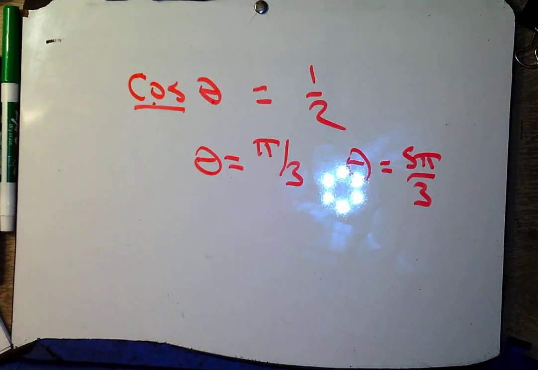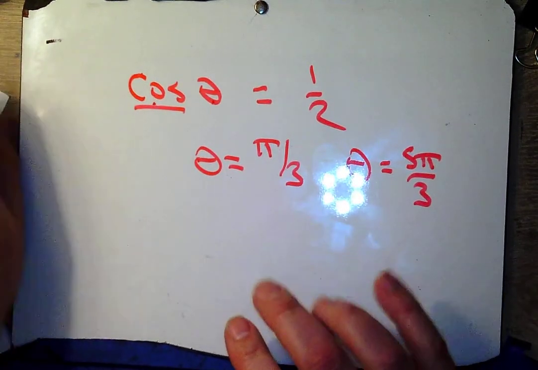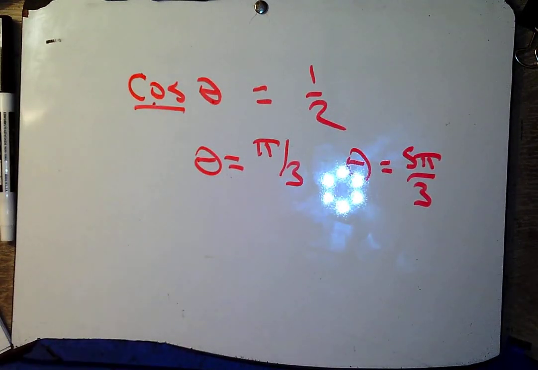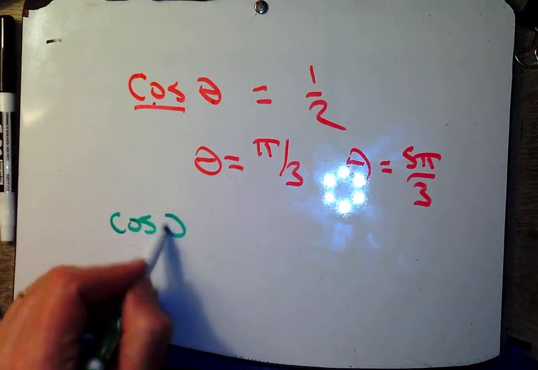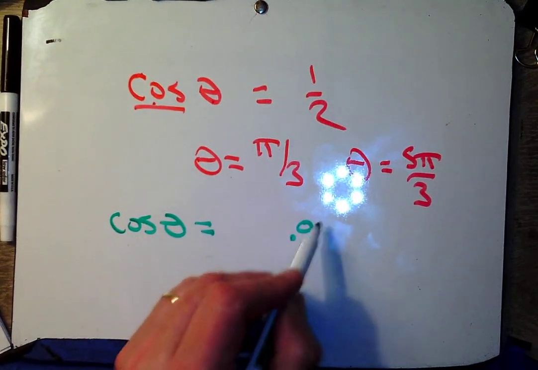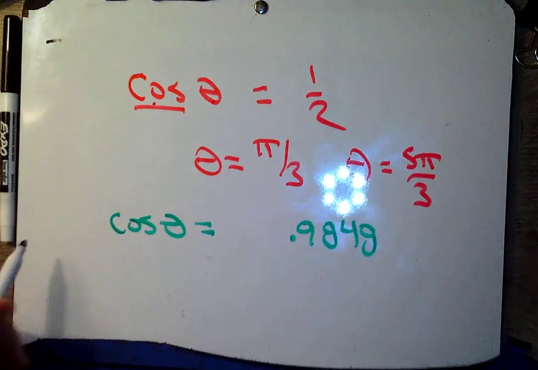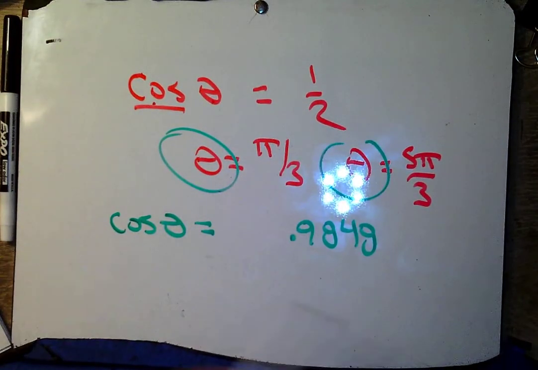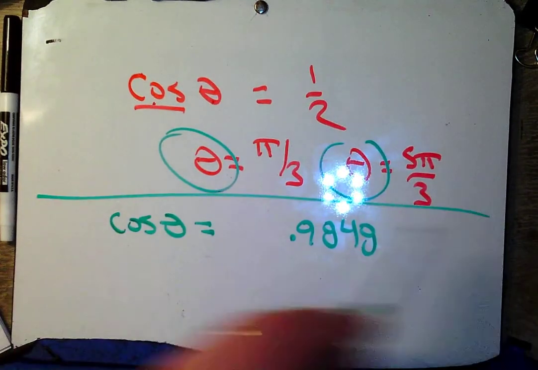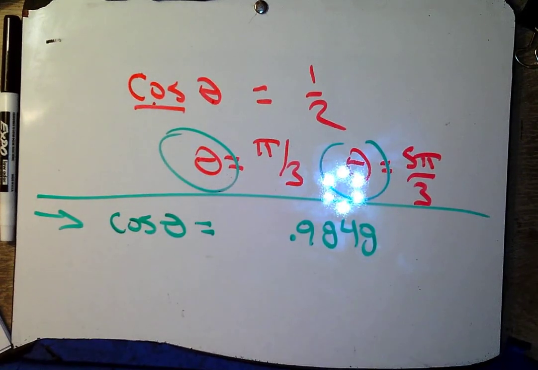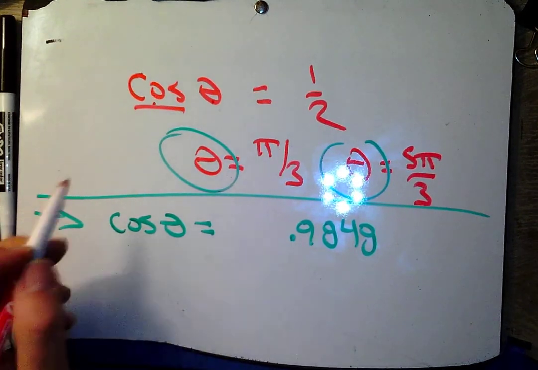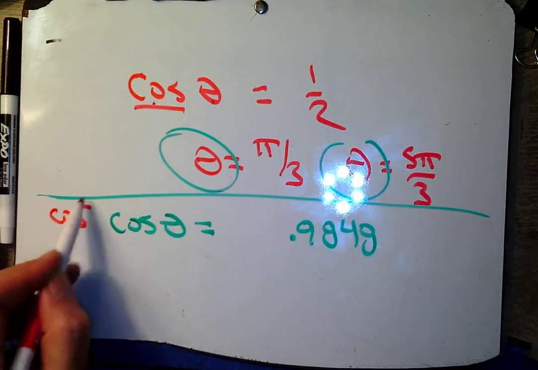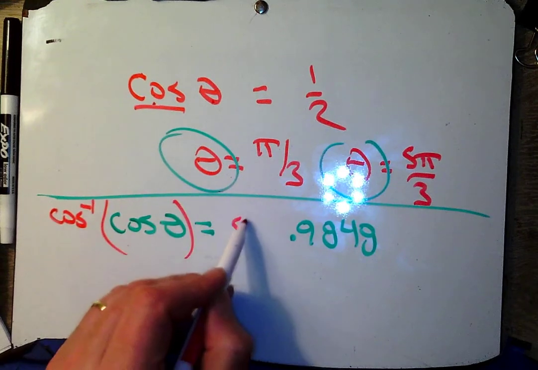But what if instead of getting a unit circle friendly question like this, we had something like, hey, cosine of theta equals 0.9848, and I've been asked to solve for theta. So how do I solve this equation for theta? What do I need to do there? Did you say take the inverse cosine of both sides? I hope so, because that's what you need to do.